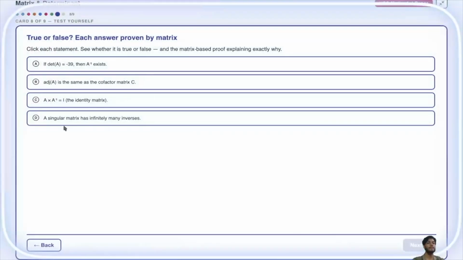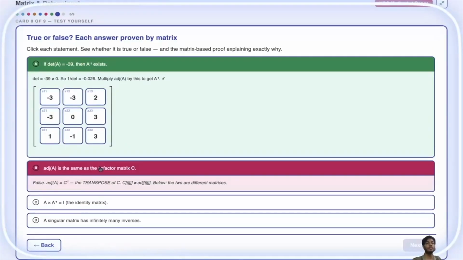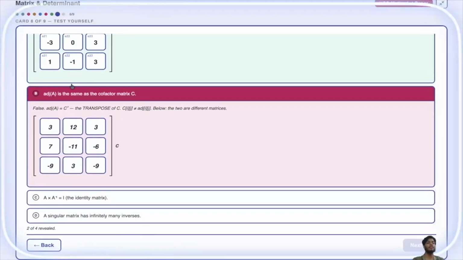Then comes true or false. Say which one is true. Is this true? If the determinant of A is -39, then the inverse of that matrix exists. Of course it exists. Yes, this is true. Then it is saying that adjoint matrix and transpose matrix are the same. No, this is not the same.